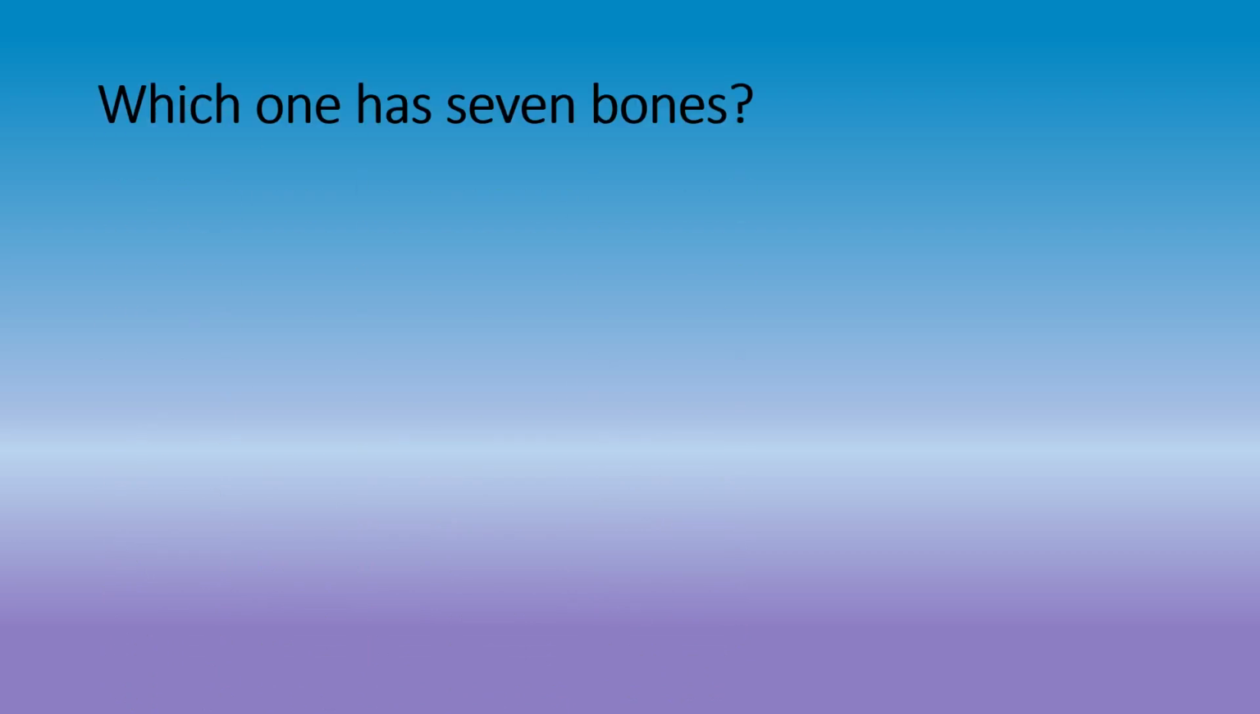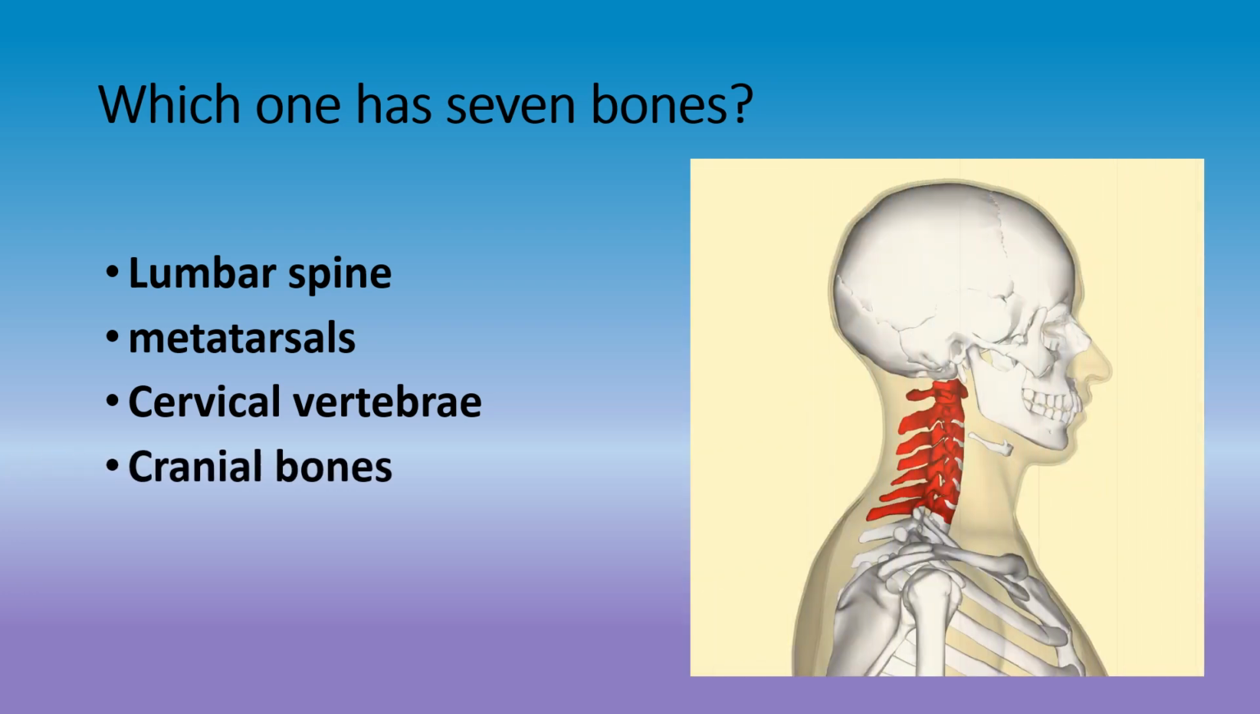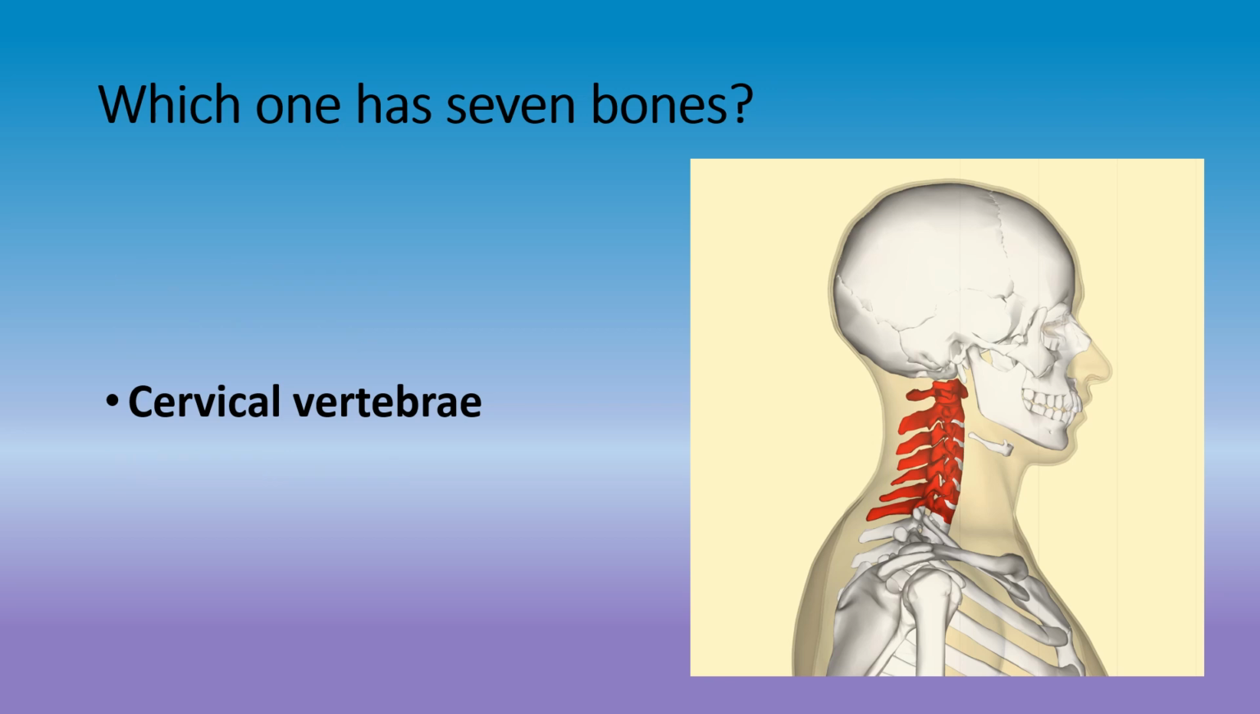Next question. Which one has 7 bones? Out of these: lumbar spine, metatarsals, cervical vertebrae, or the cranial bones? It is the cervical vertebrae. The cervical vertebrae, or neck region, consist of 7 bones from C1 to C7. They are separated from one another by intervertebral discs to allow for free movement and work as a shock absorber during activity.